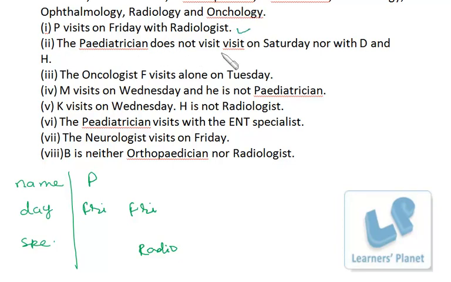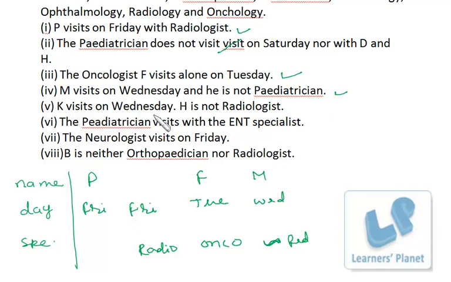The pediatrician does not visit on Saturday nor with D and H. The oncologist F visits alone on Tuesday. So this is the complete information. So we have the combination of F, Tuesday and oncologist. So F, Tuesday and onco, and on Tuesday nobody else visits. So this is just complete. M visits on Wednesday and he is not pediatrician. So we just write M Wednesday and I just mark a negation that he is not pediatrician. Okay, so this is done.